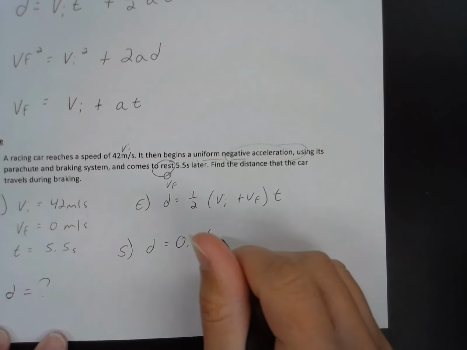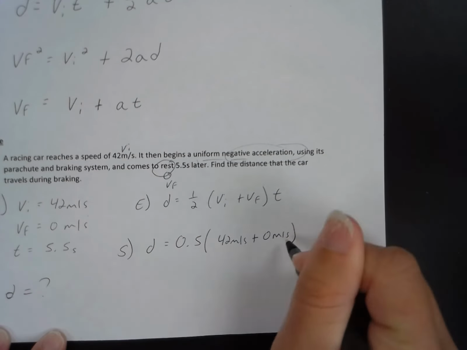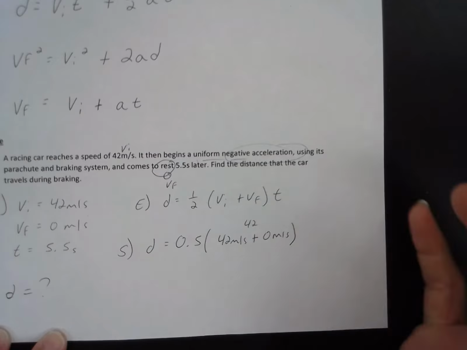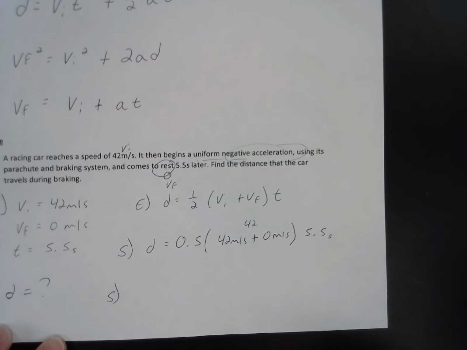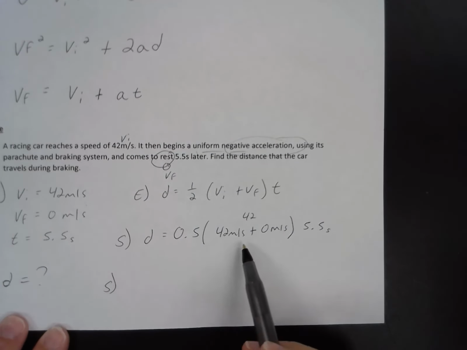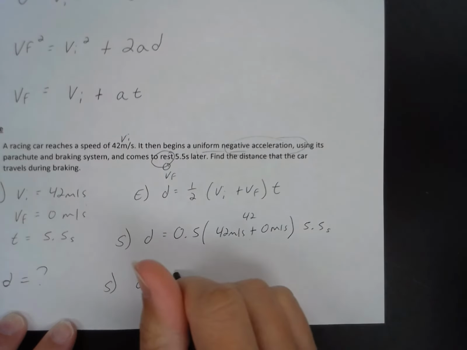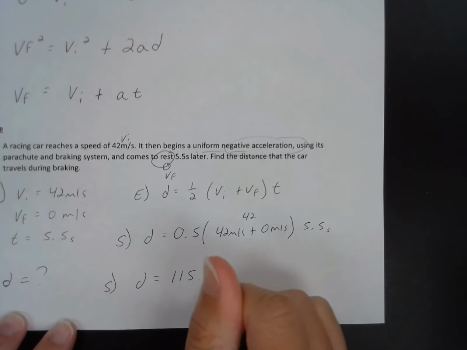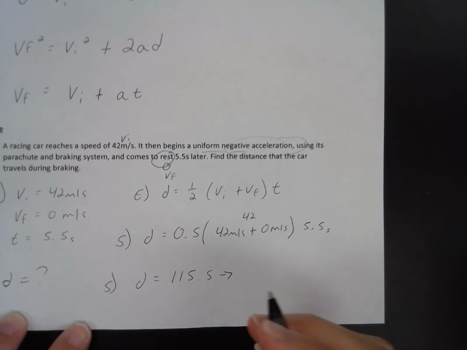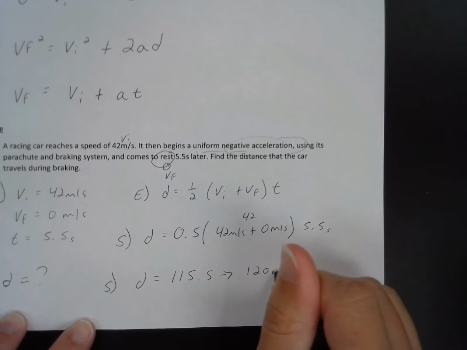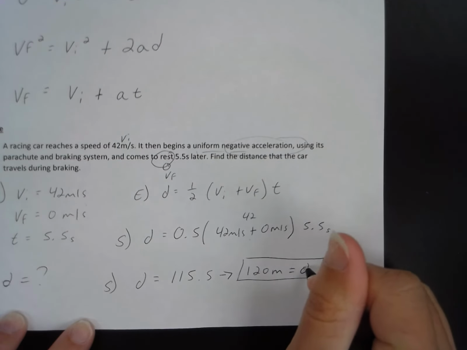Plug in for VI. VI is 42 meters per second plus the final velocity, so 0 meters per second. So when I add this up, this is just going to be 42. And then we're going to multiply that by 5.5 seconds. So in my calculator, I can type in 0.5 times 42 times 5.5 seconds. And we should get that the displacement is 115.5, which I can round to the lowest number of significant figures, which is 2. So I can round that up to 120 meters is my displacement for this problem.